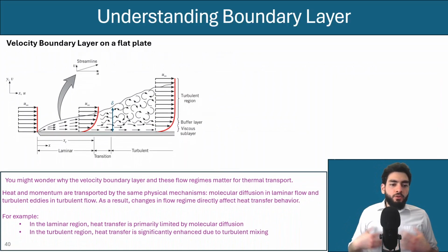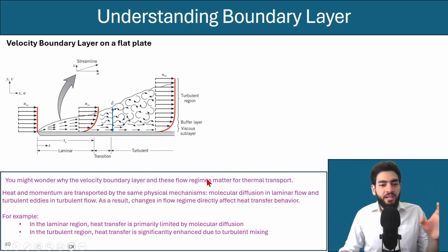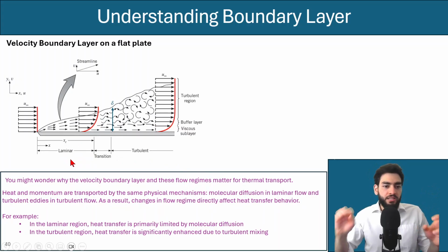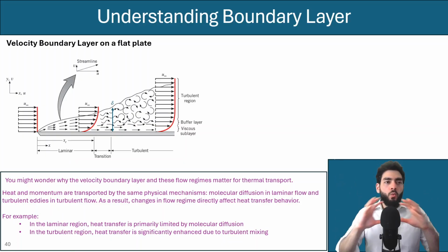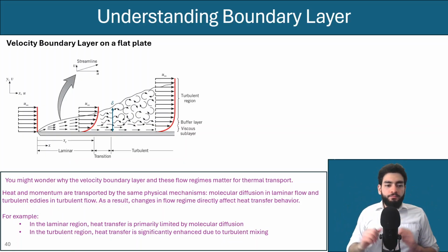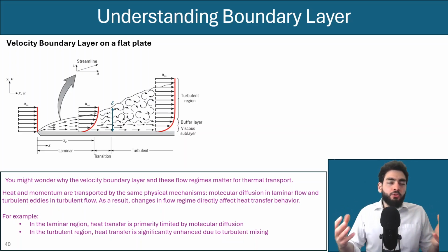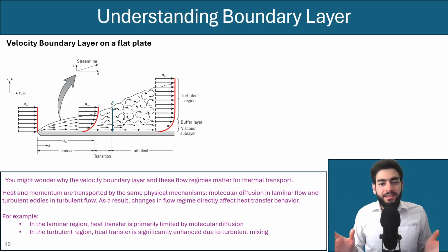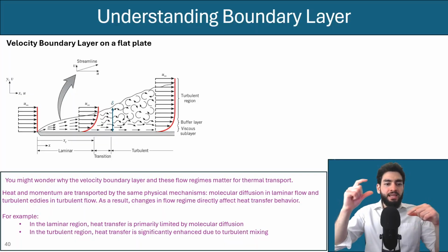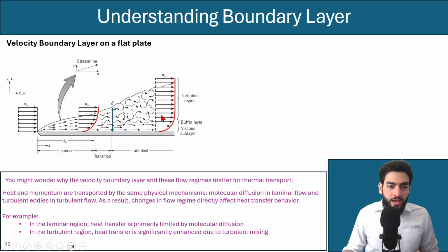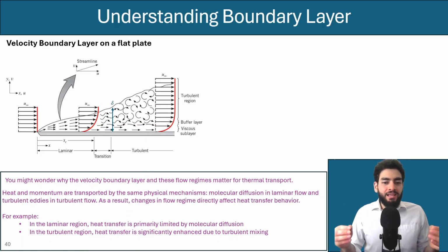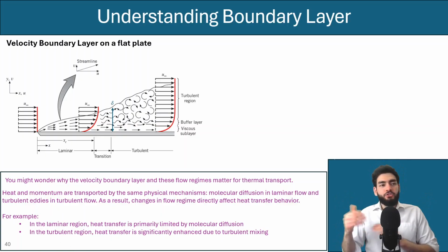Okay, so now you might wonder why the velocity boundary layer and these different flow regimes, like the laminar, transition, and turbulent, matter for thermal transport. Why are we talking about this? Well, heat and momentum are transported by the same physical mechanisms. In laminar flow, the transport method is molecular diffusion, and in turbulent flow, you have turbulent eddies. Depending on what the flow regime is, it directly impacts the heat transfer behavior.